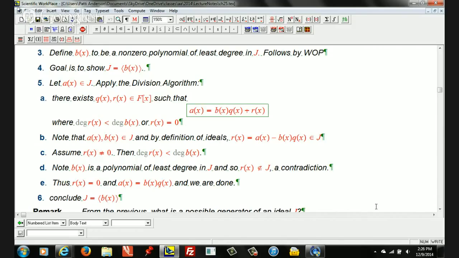And you just repeat the process with B. So yes, I suppose we should put in a little bit more. You're going to repeat the process with Q and B. But we don't know that Q is in J, do we? I see what you're saying.